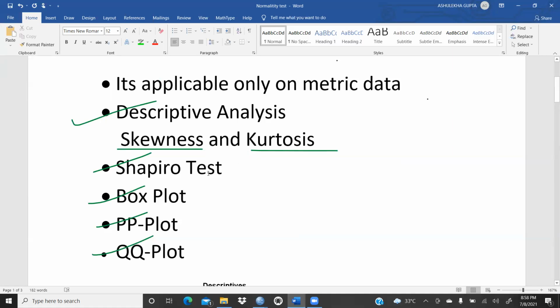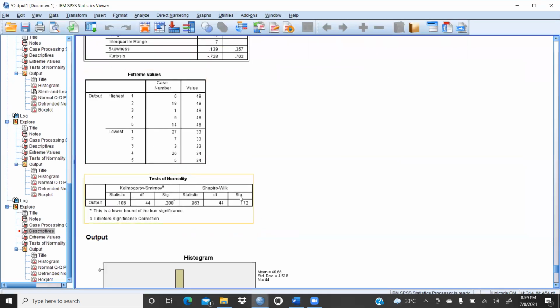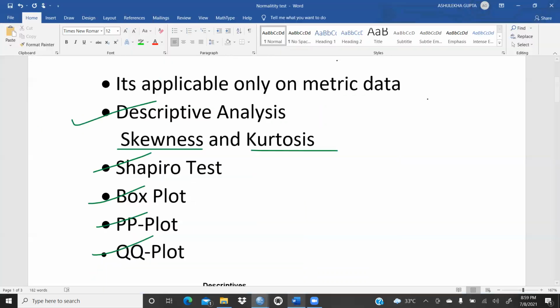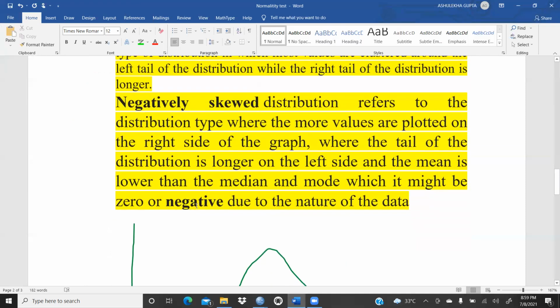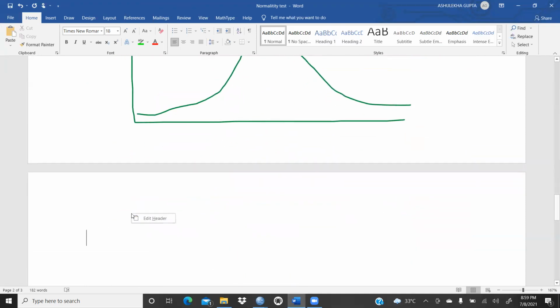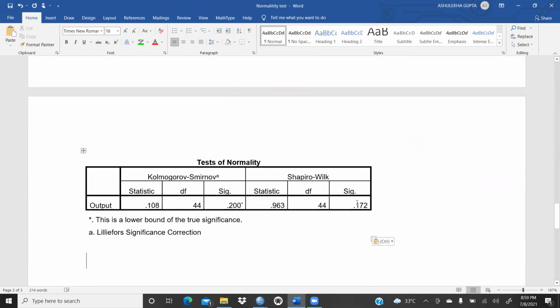Then we come to the Shapiro test. In the Shapiro test, we could see here this is our table, and again I'm copying this table into my Word document right here. In the Shapiro test, you could see this value is greater than 0.05.